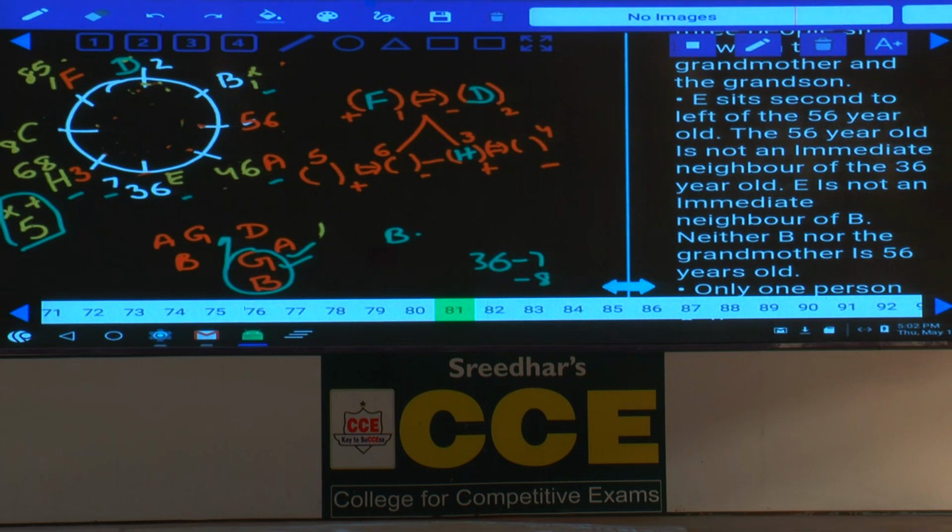And what is the age of this 4? H is 68. As H is 68, then whatever this 4 is, it must be 56. And this 4 is 56. Now this person is in the 4th position. As this person is in the 4th position, then who can be at this place?